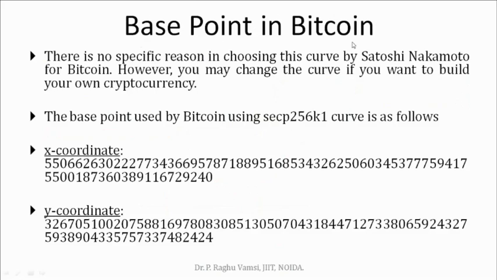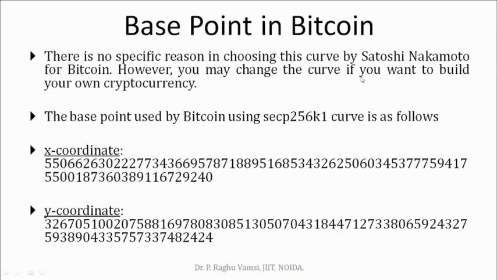Now the base point in Bitcoin: there is no specific reason for choosing this curve by Satoshi Nakamoto. Actually, Satoshi Nakamoto is the one who introduced Bitcoin in 2008 as a white paper, but no one knows who this person is, and somebody is predicting that he is not one person, but a group of people. So this mystery we'll see afterwards.